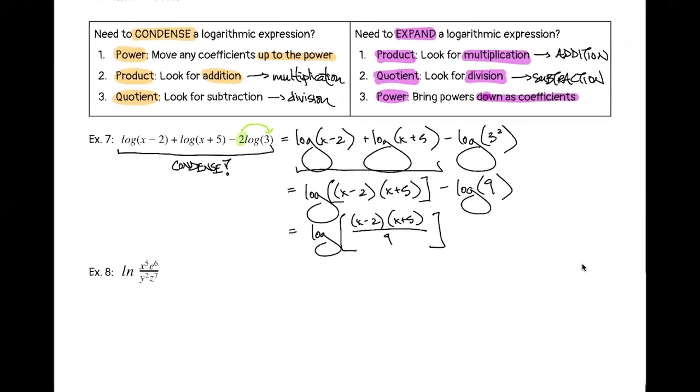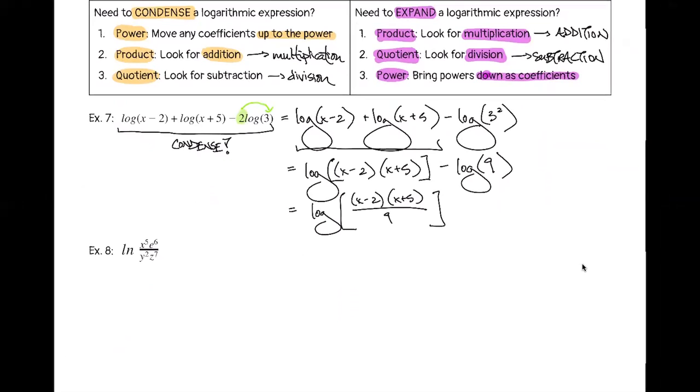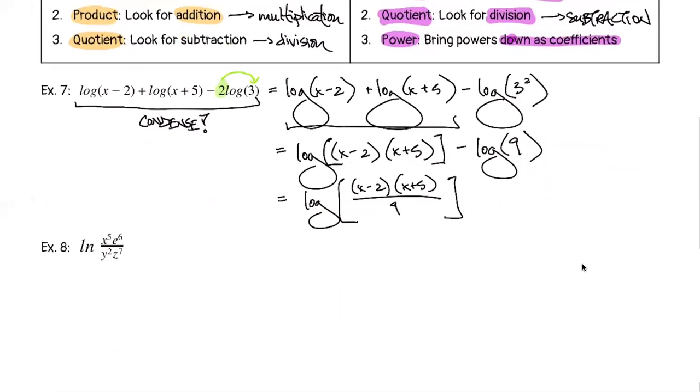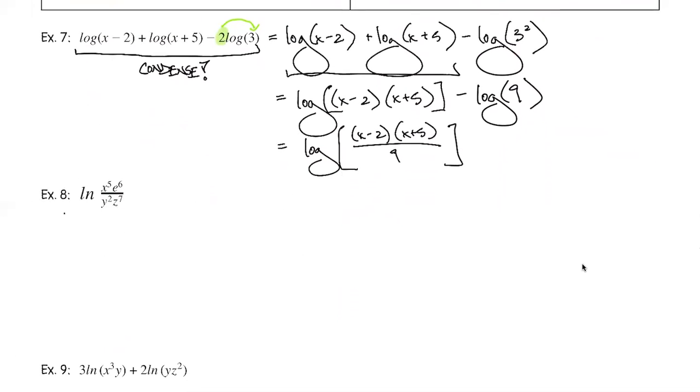So let's use that order: multiplication, division, and powers to talk about example 8. Right. So with example 8, I think we can guess that these directions are to expand because there's only one log. Okay. So I could do this: natural log of x to the 5th plus natural log of e to the 6th, right? I've taken any multiplication that I see on the top and I've changed it to addition. I've used the product property.